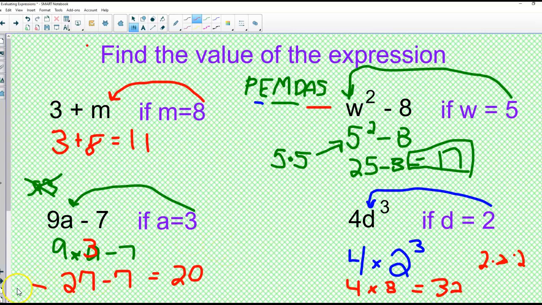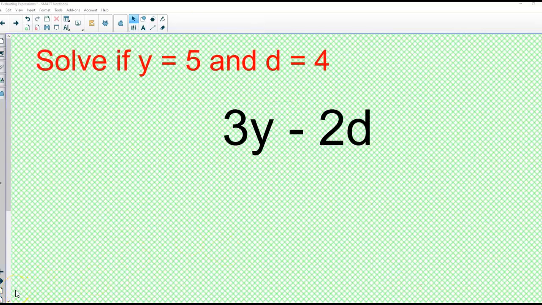Okay, let's look at a couple more. Okay, let's look at this one. The top of our page says, solve if y is 5 and d is 4. As we look at this expression, we see we have two different variables. We have a y and a d. So the y represents 5 and a d represents 4. So let's rewrite this problem plugging in our numbers for the variables.